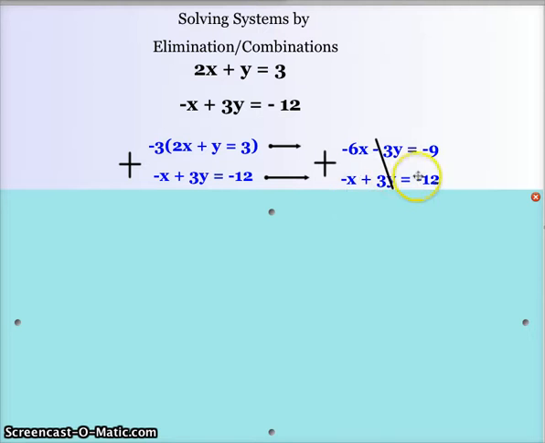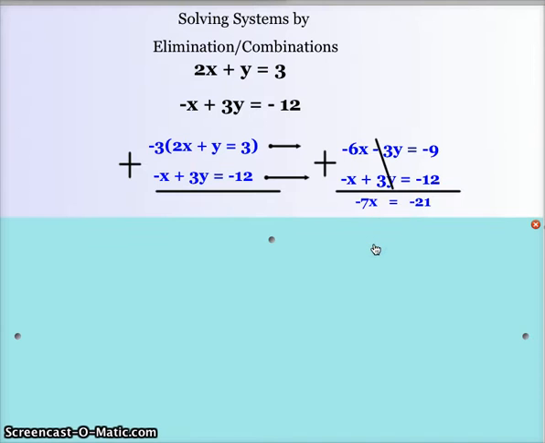Now I can add up my two equations. My negative 3y and positive 3y will cancel out. Then I could add the rest of it, and I get negative 7x equals negative 21. Divide by negative 7 on both sides, and I find that x equals 3.